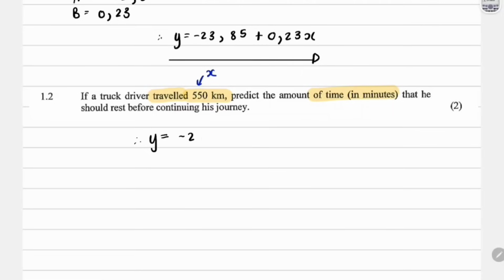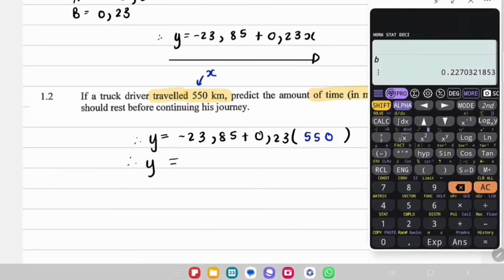So y equals negative 23.85 plus 0.23, and then in place of X, we're going to go ahead and substitute the 550. Okay, now the great thing about these statistics is you will not lose your data if you use your calculator. You can just go ahead and press AC to remove the number that is already written there, and then you can actually punch this in on your calculator and it should be fine.